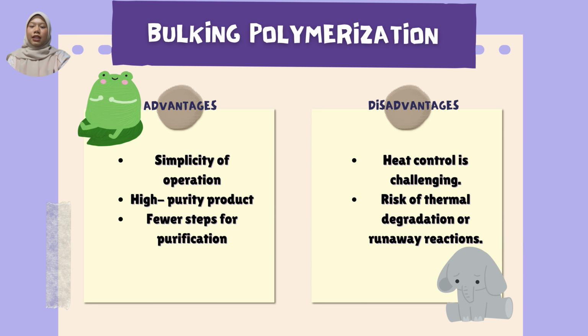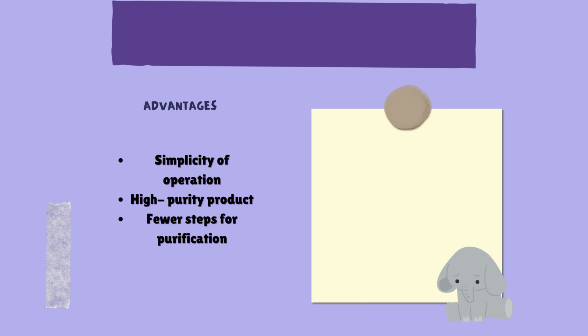These are the advantages and disadvantages of bulk polymerization. The advantages of bulk polymerization are simplicity of operation, high purity product, and fewer steps for purification, while the disadvantages are that heat control is challenging and there is a risk of thermal degradation or runaway reaction.